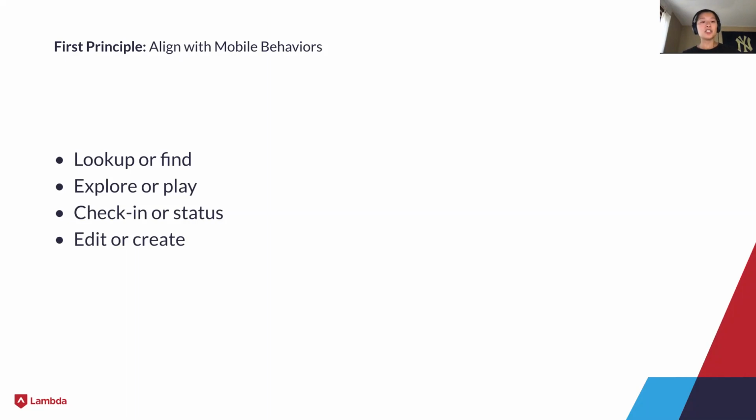So these are just general behavioral guidelines that we can use when we think about how users interact with mobile devices. And we can use these guidelines to structure our mobile experiences so that we're able to meet our users' goals. What questions do we have about aligning with mobile behaviors? Would tablets follow the same principles as phones in this case?